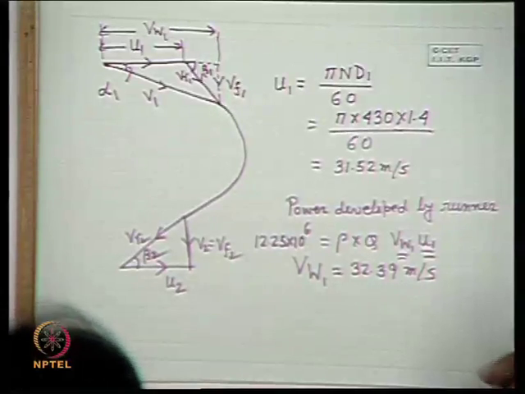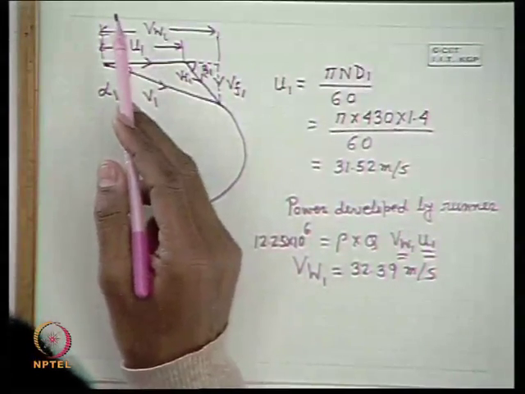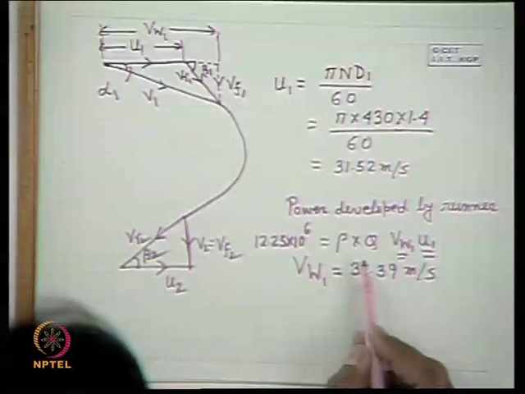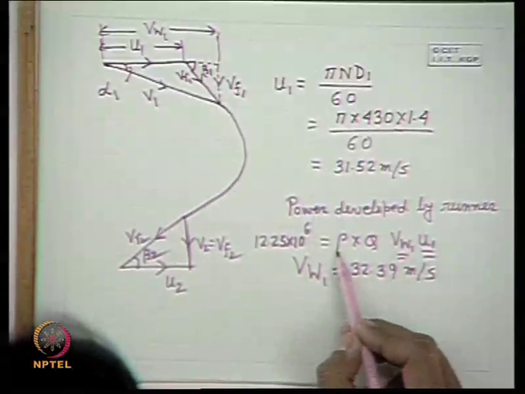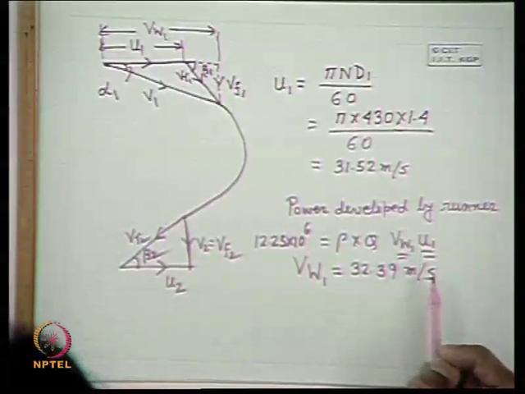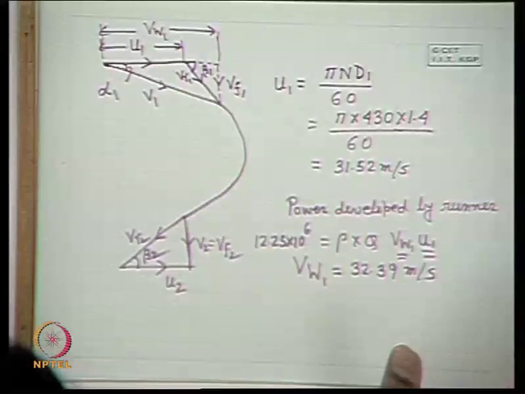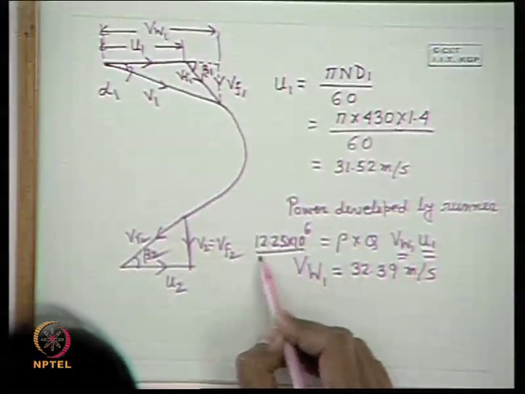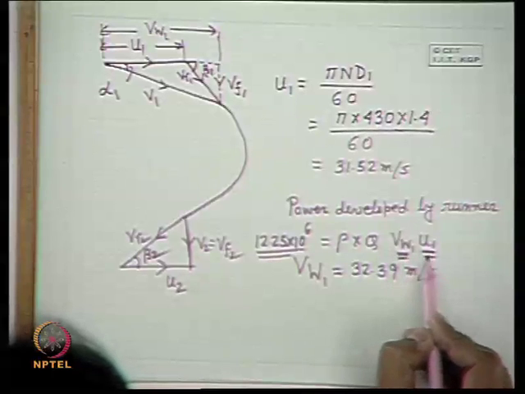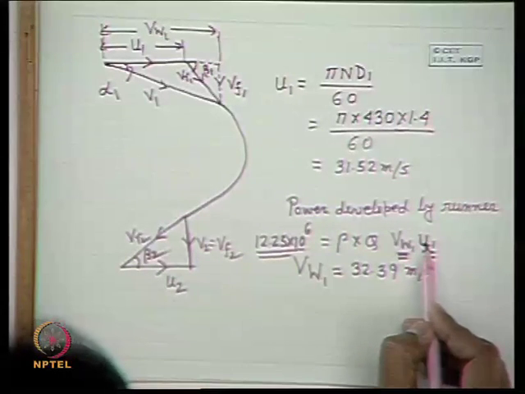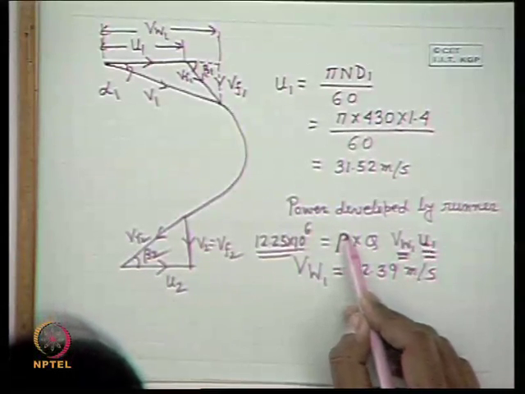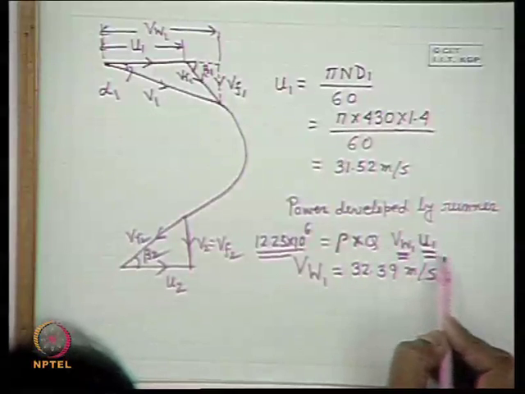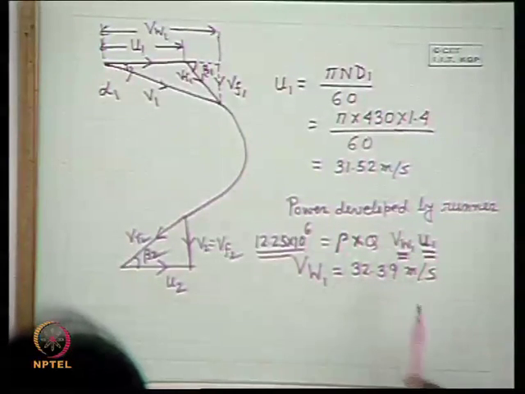Okay, VW1 we get because we know that the turbine develops 12.25 megawatt. So power developed by the turbine is rho Q VW. Here also mechanical efficiency we take to be 100%, because this power developed is the final power developed, and this VW1 U1 is the power developed by the runner. If the mechanical efficiency is not given, we can consider this to be 1 and we can find out VW1.